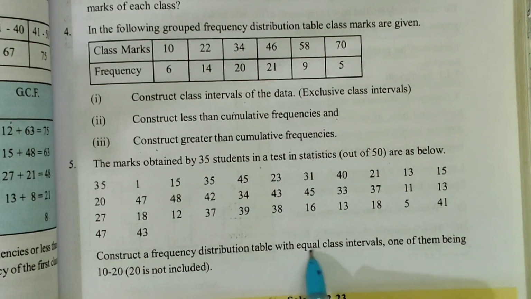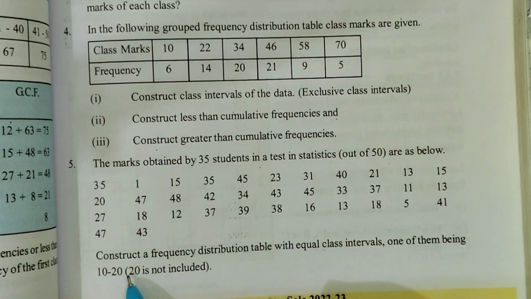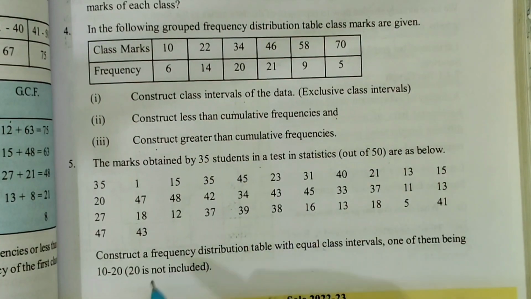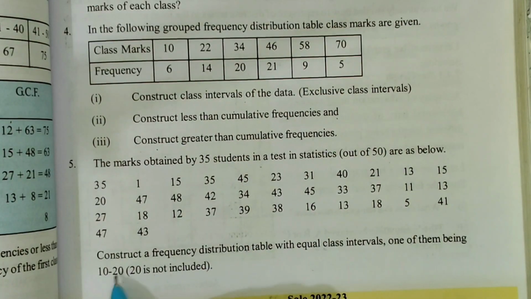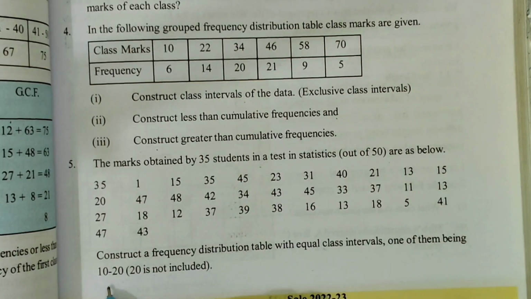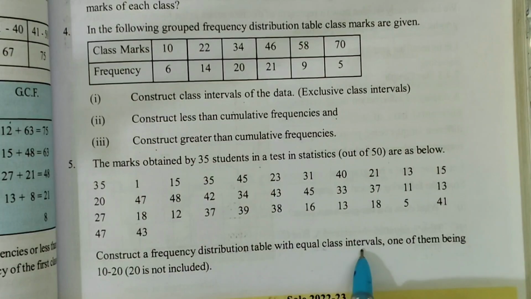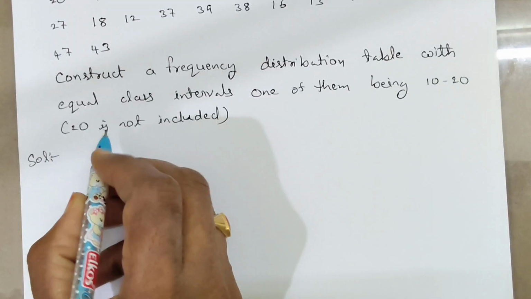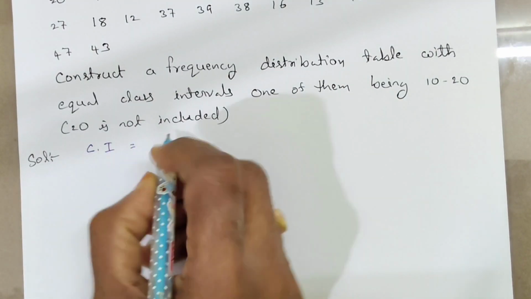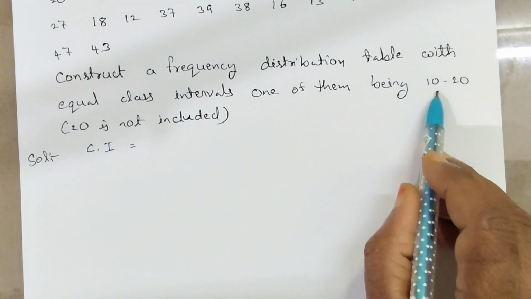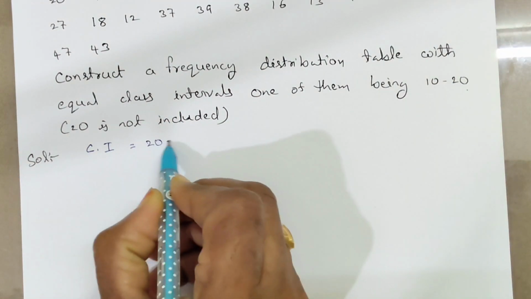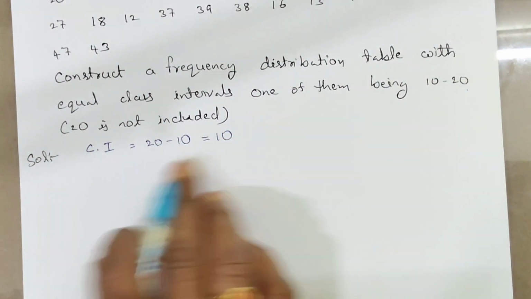So we divide into equal classes. 20 not included means 20 is included in the next class. Suppose this class interval is 10 to 20, the next class is 20 to 30. So 20 is included in the second class. Now we write the frequency distribution table with equal classes. The first class interval is 10 to 20, so 20 minus 10 is 10. 10 is the class interval.